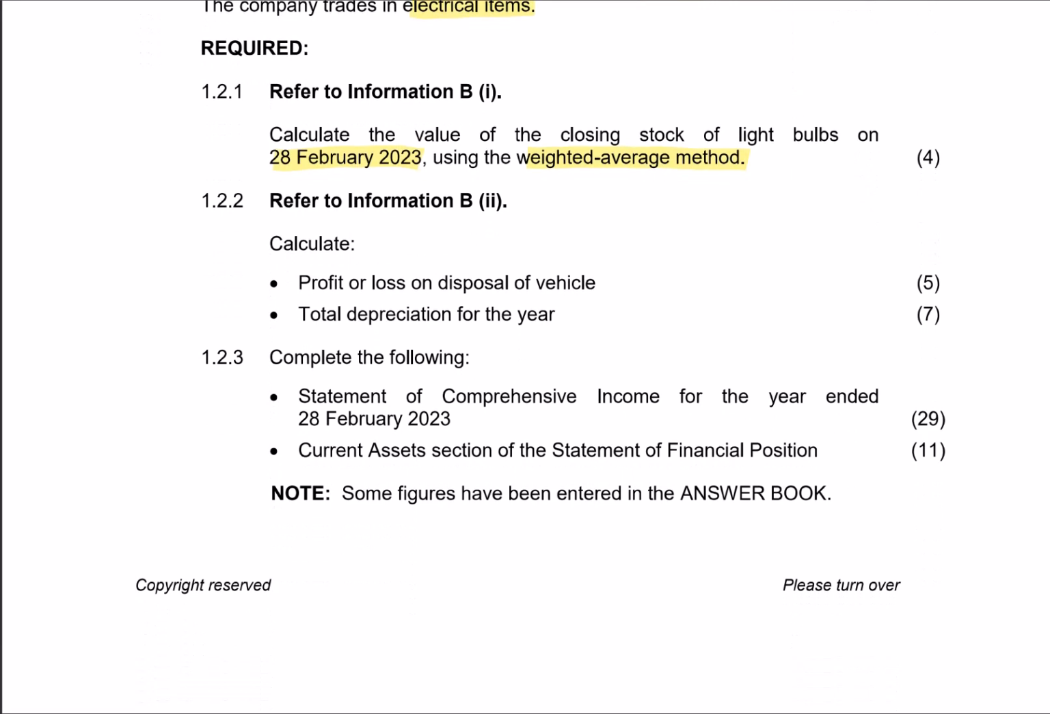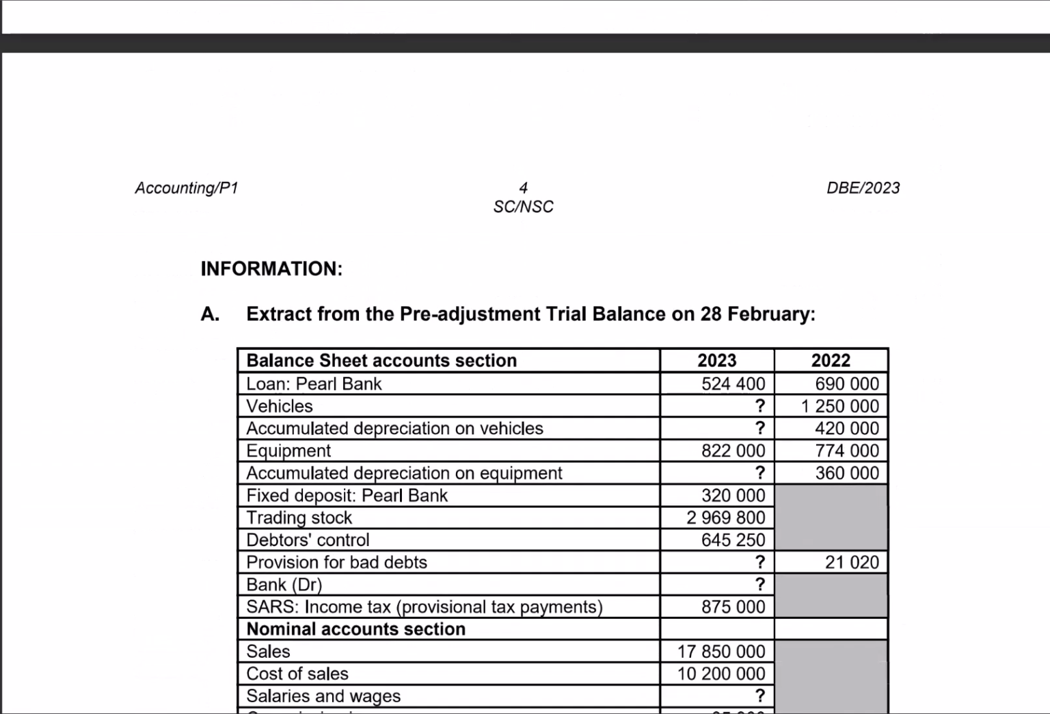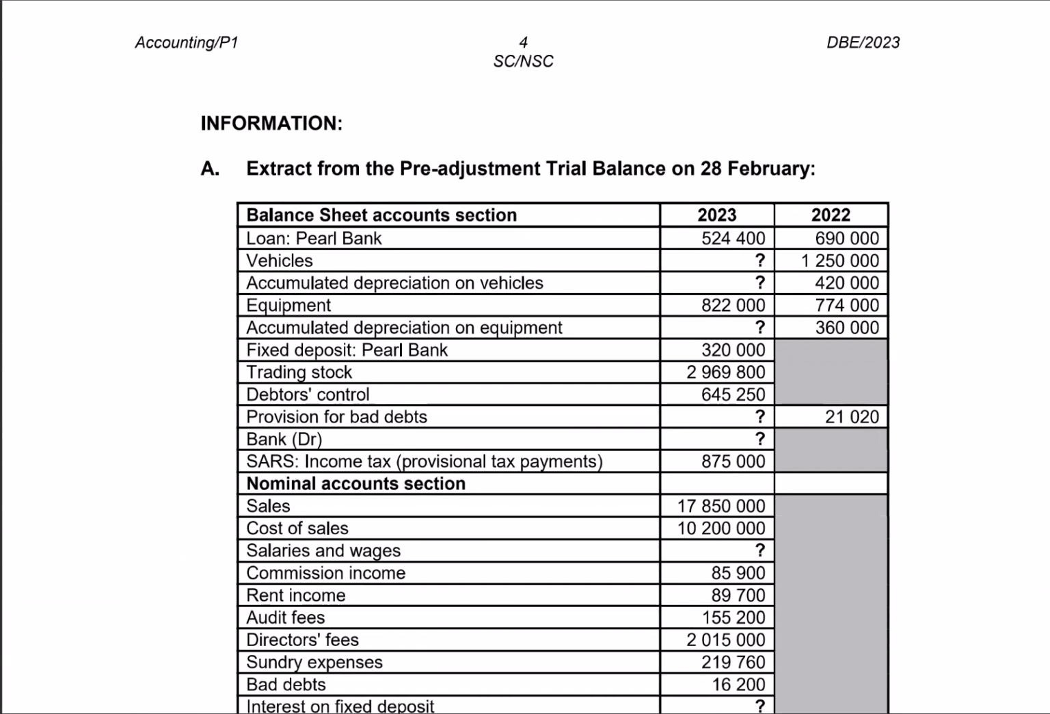Then refer to information B2. Calculate profit or loss on disposal. I'd calculate total depreciation for the year. Then complete the following statement of comprehensive income for the year ended 28 February 2023. Then current assets section of the statement of financial position, that's for the balance sheet. Reading along, it's always important just to read everything.